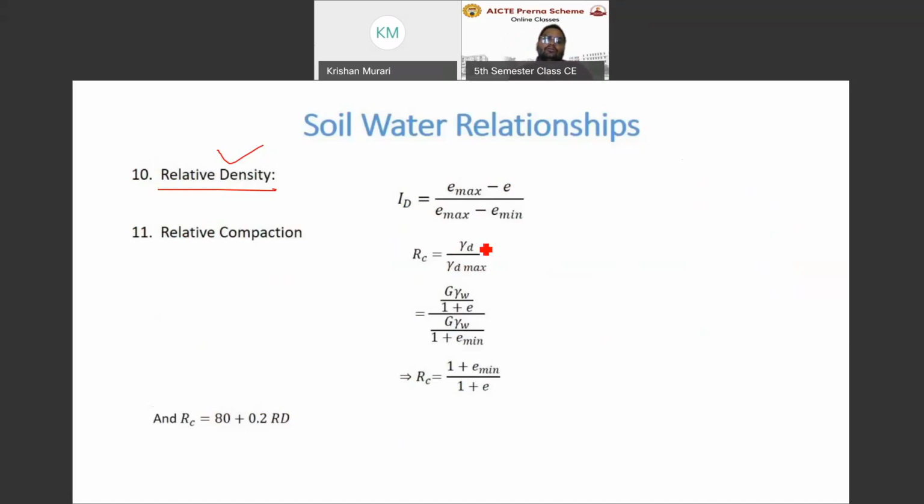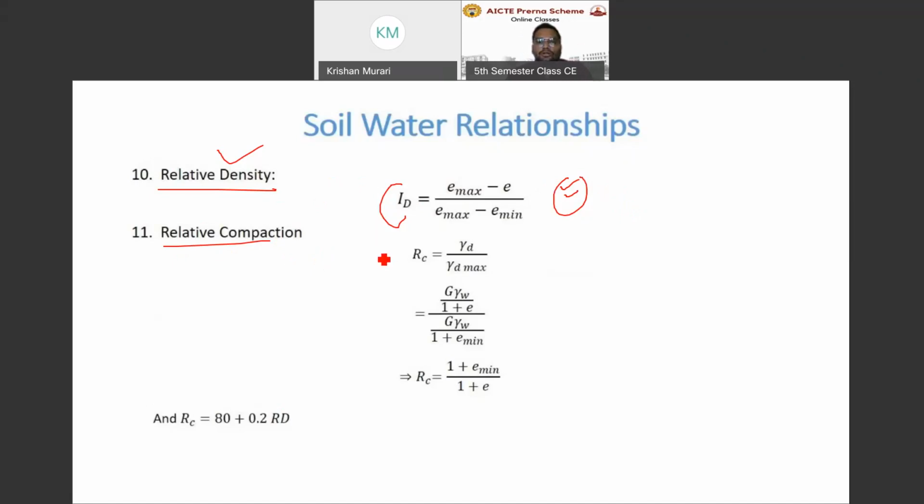So here is the representation of the soil, whether the soil is in a loose state or a dense state. If soil is in a loose state, you have to compact that soil to increase its properties like bearing capacity and shear strength. We will discuss those properties in the next lecture. The next term is relative compaction. If we are talking about relative density, if we find that soil is in a loose state or a compact state, you have to know about the relative compaction.